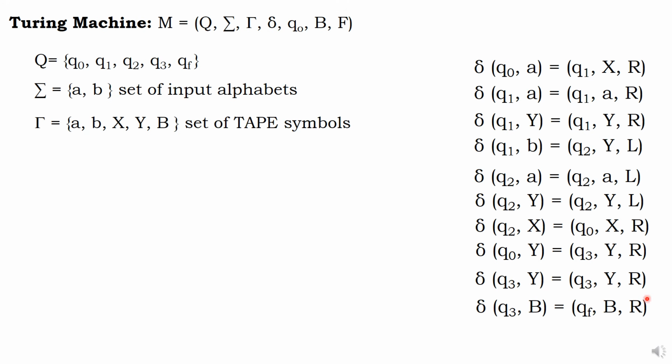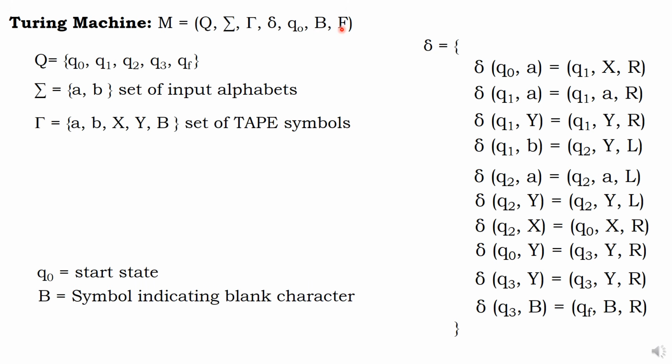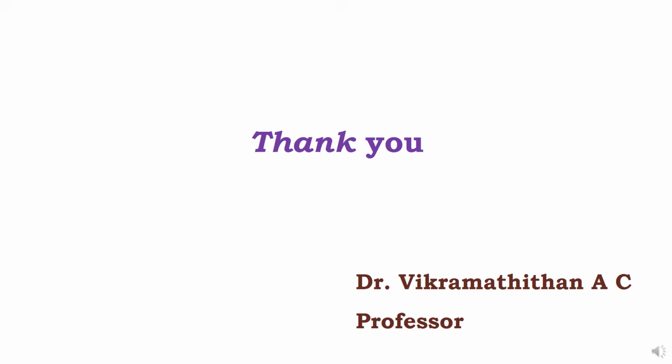Who is delta? This whole story is delta. Q0 is nothing but the initial state. Then B is nothing but blank, I should mention. And F is nothing but the final state. Who is the final state? It is QF. Done. So this is the Turing machine implementation for the problem A power n, B power n. This particular problem is for the context-free language A power n, B power n. With this, I would like to conclude this particular problem. Thank you.